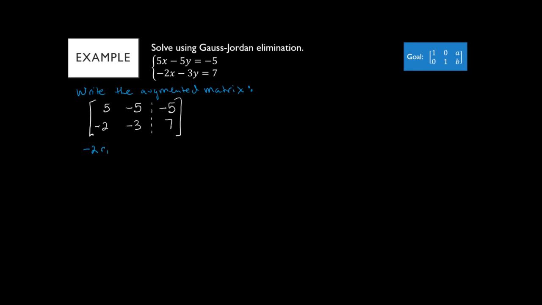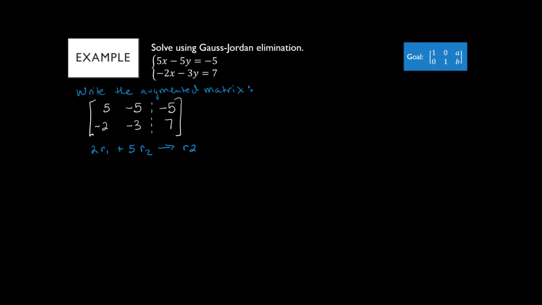So 2 times row 1 plus 5 times row 2, because the bottom has to get multiplied by 5. So that will give me a 10 in the upper left corner and then a -10 in the lower left corner. And then I'm going to take whatever that answer is and replace it in row 2.